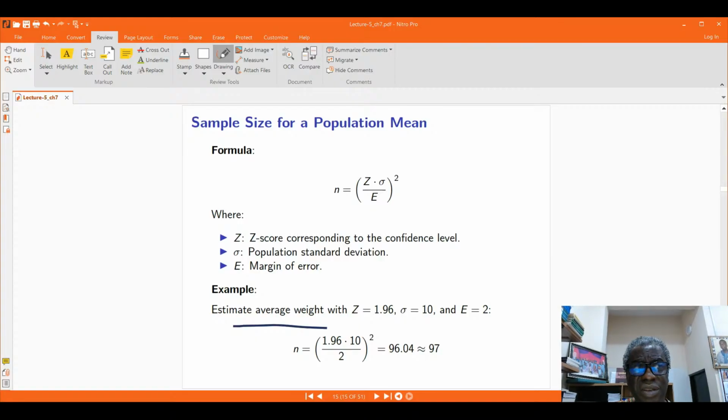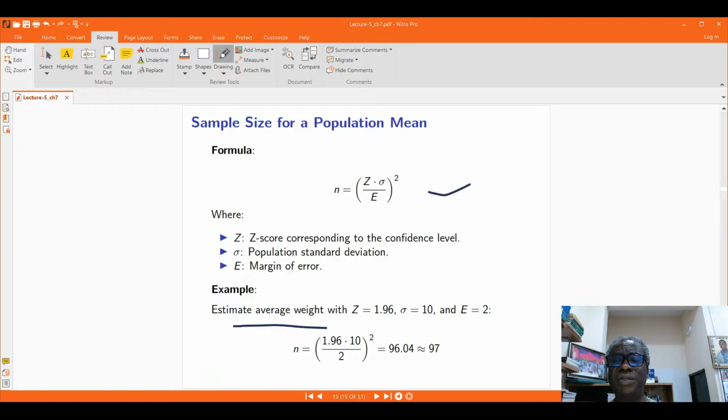of maybe human, could also be animal, could also be any object. You want to estimate the average weight, and you know the margin of error as well as the population standard deviation of the weight of the population. So you can then substitute the values in this expression.